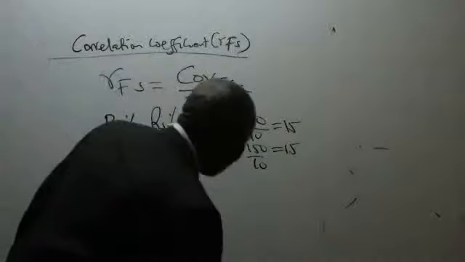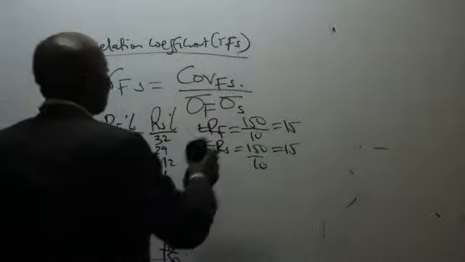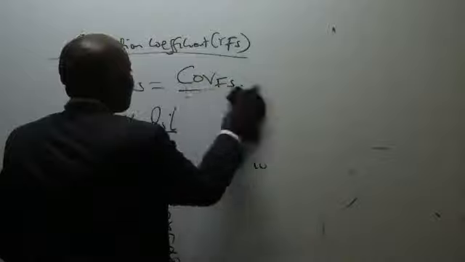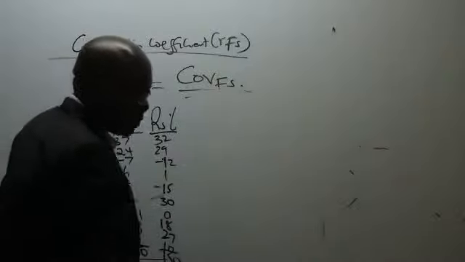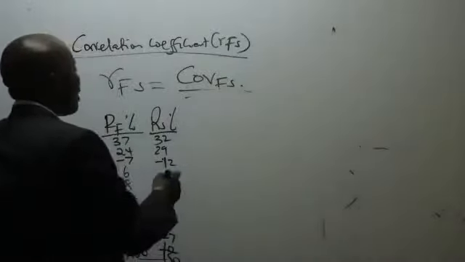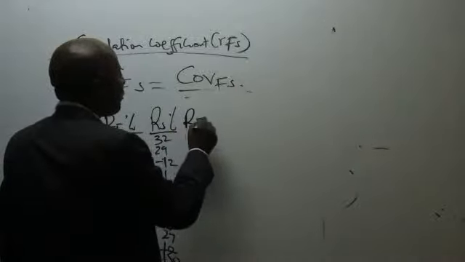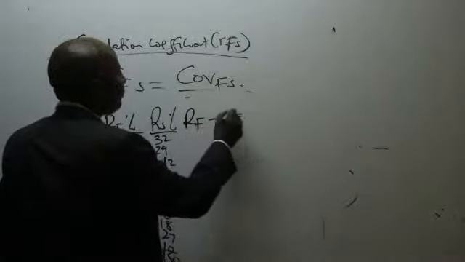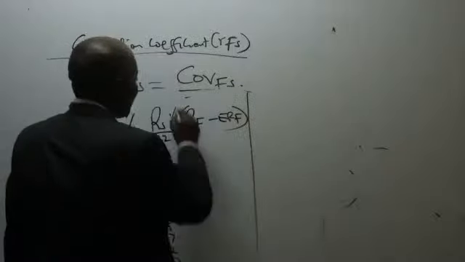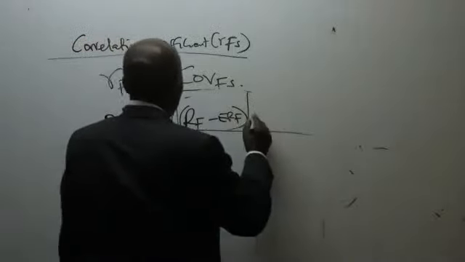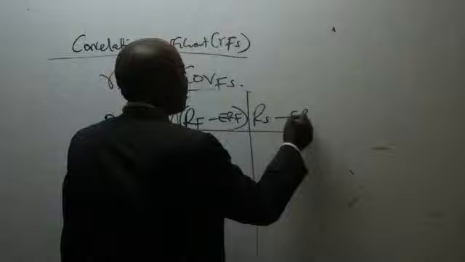So what do we have here, somebody? We have the deviation of F. So please come and give me the deviation of F. What do we have here? We have RF minus ERF. And then, ladies and gentlemen, the second deviation will be RS minus ERS.